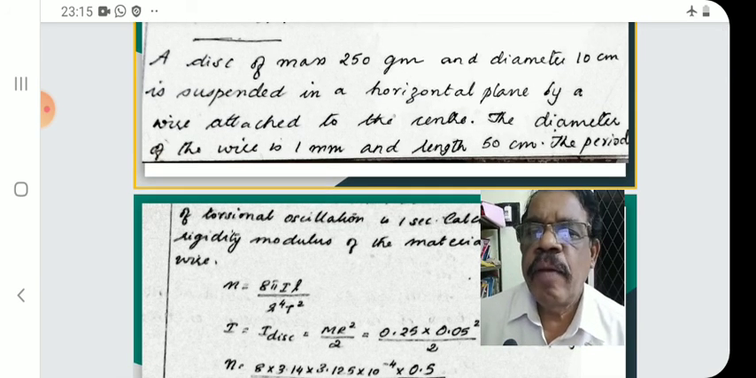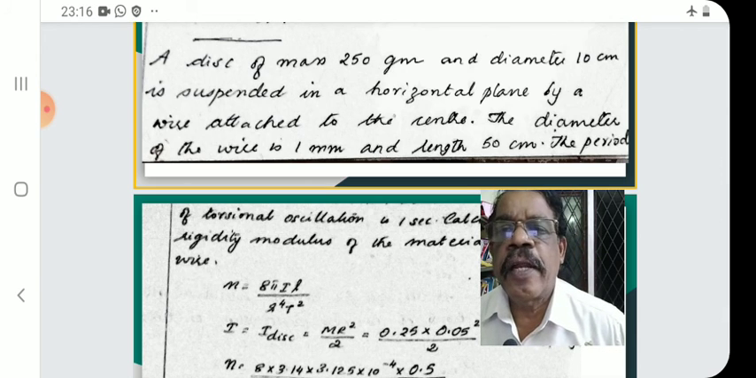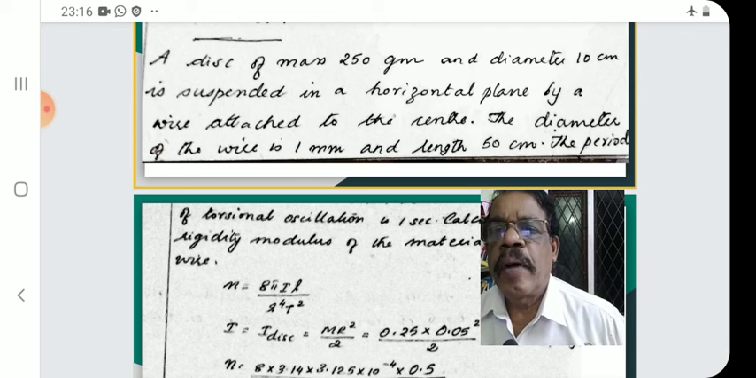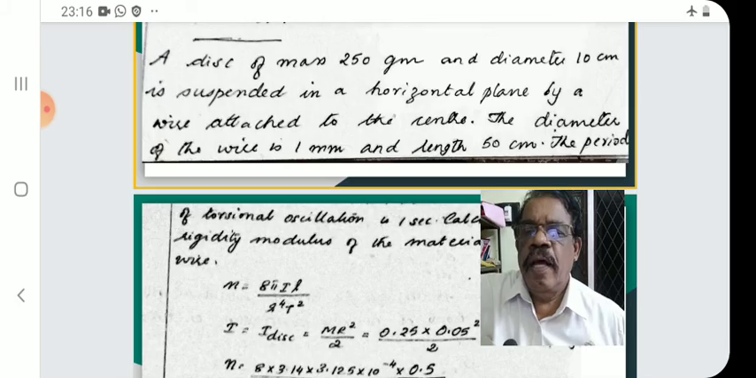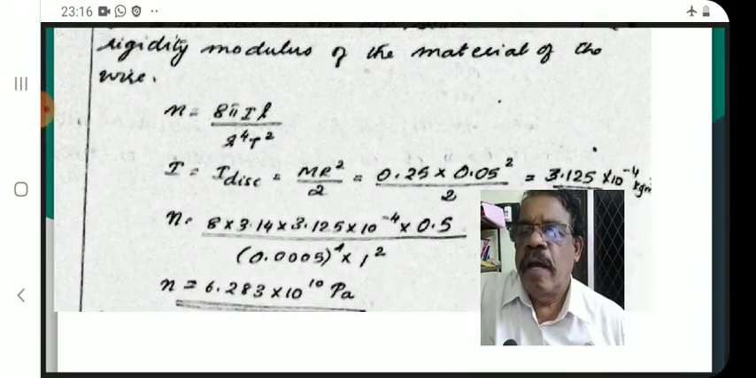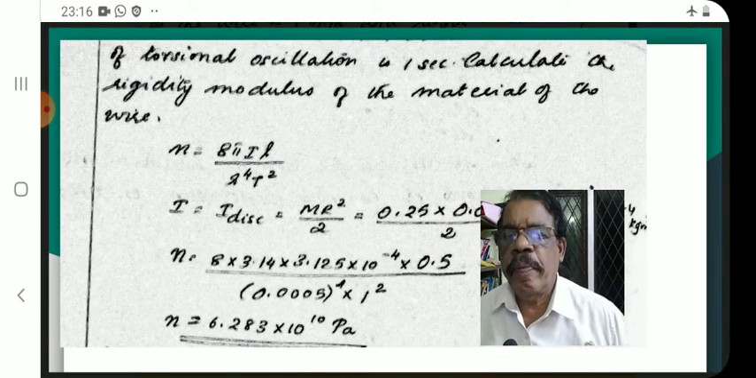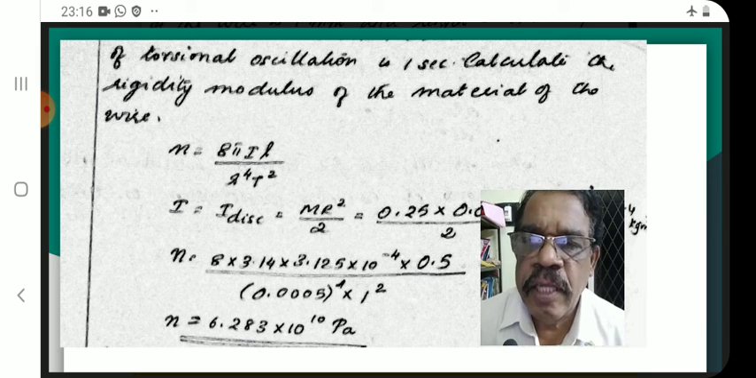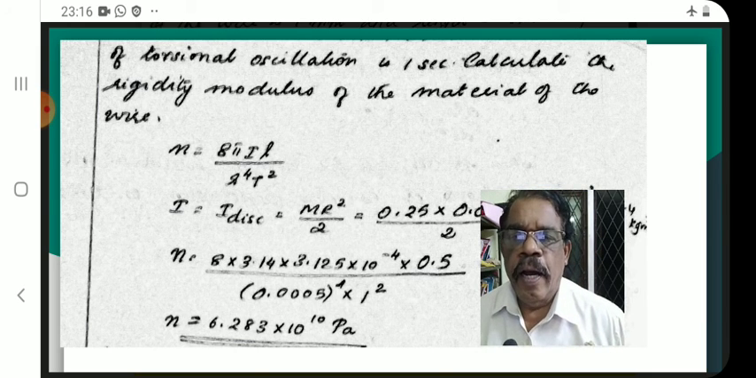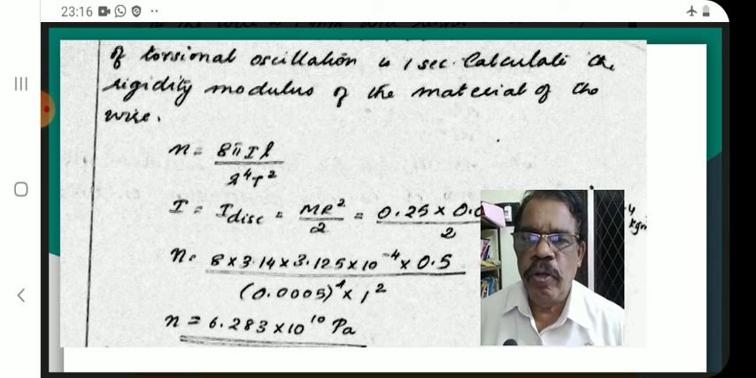The pendulum's length is 50 cm, the wire diameter is 1 mm, the disc's mass is 250 gram, and the disc's diameter is 10 cm. Here, without mentioning the words torsion pendulum, only the description is given. By reading the description, we have to understand that the question is from the torsion pendulum.